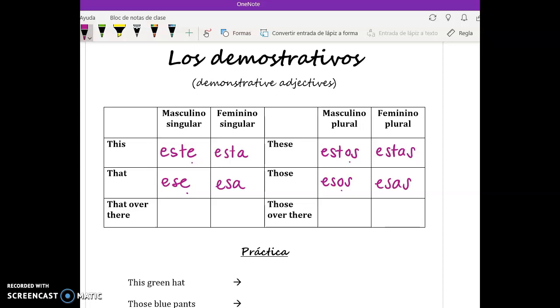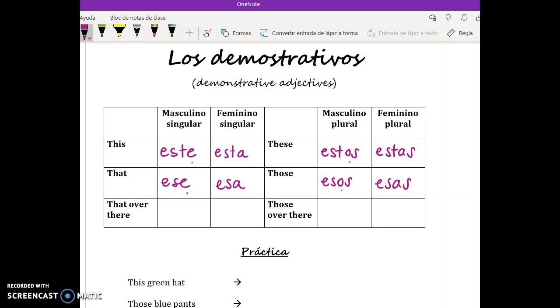And then that over there. So what does that even mean? If we are going to think about things from a distance, like from us, we've got this, maybe that's close to us, that, which is a little bit further away, and then that over there is something that really is at a distance. So kind of think about it like that. When you want to talk about something that's really far, you're going to use that over there, or those over there. And they look completely different from the other ones.